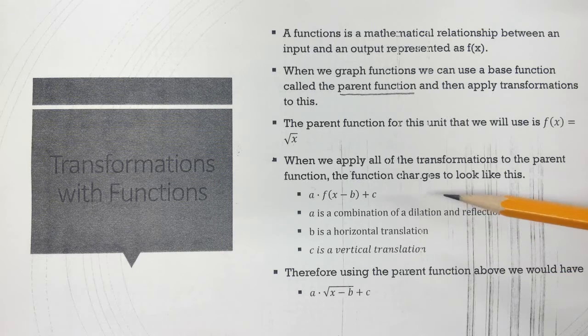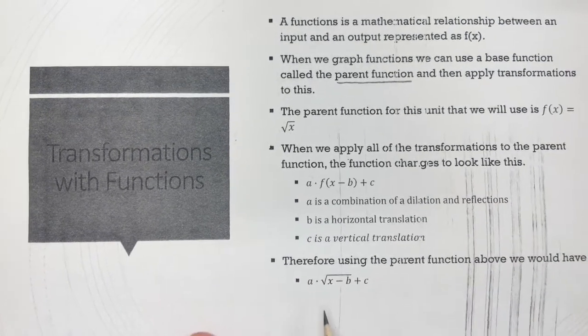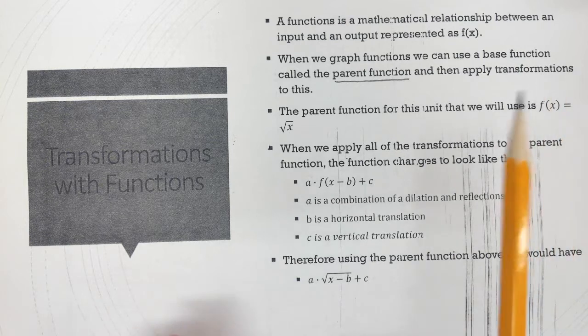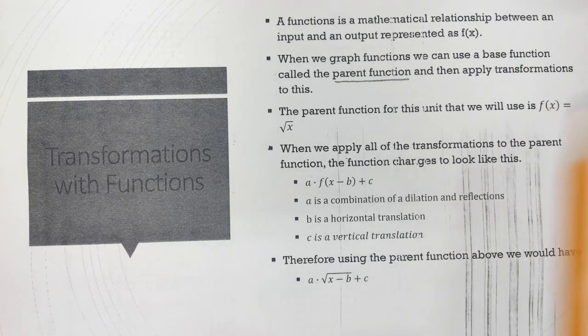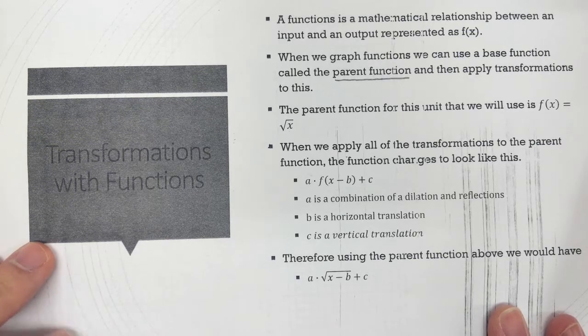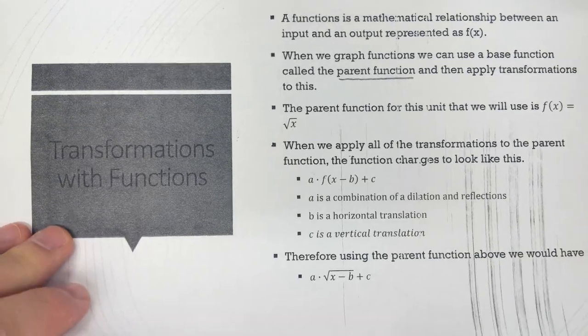So the way this looks with our parent function is like this. This will multiply by our function, and it will make it bigger, smaller, stretched out, or contracted. This will move it right and left. This part will move it up and down. That being said, let's just dive right in and learn how to graph these things.